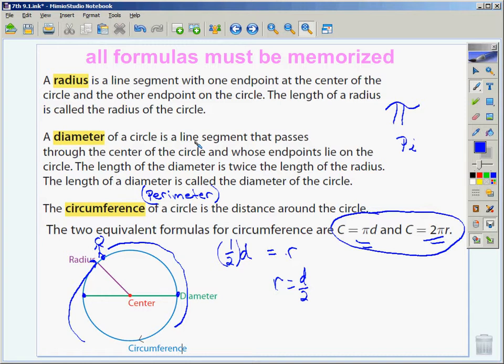Questions so far? The most important part of today's lesson is learning the formula. Everything from the formula is number crunching on a calculator. We're going to plug numbers into the formula to calculate circumference, or we're going to plug in a circumference to find a diameter or a radius. Everything is going to be based off of that formula. Questions? Can I go forward?